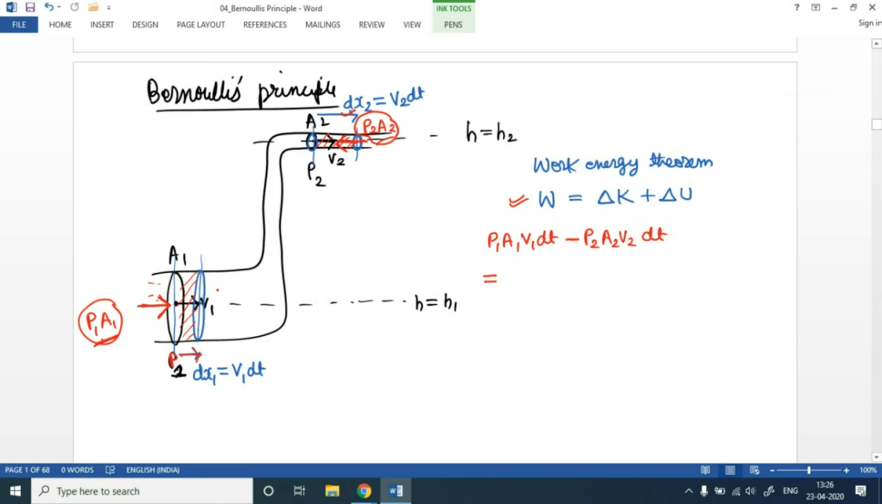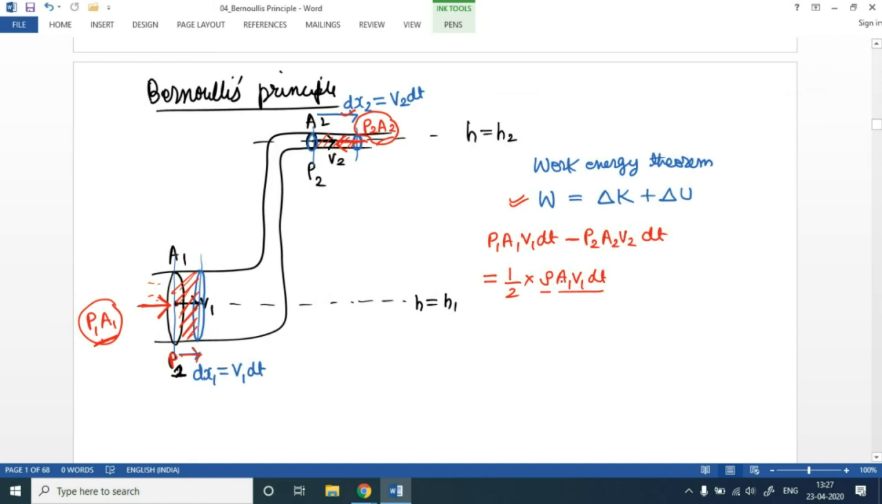In between, there is no change. So whatever change you have to calculate will be for these two small elements over here. So I must write that the change in kinetic energy would be half times mass times v2 square minus v1 square. And what would be the mass of this segment over here? That is going to be density times volume. Density is rho, and volume is going to be A1 dx1, where dx1 is nothing but v1 dt. So this is volume and this is density, so this collectively is mass.